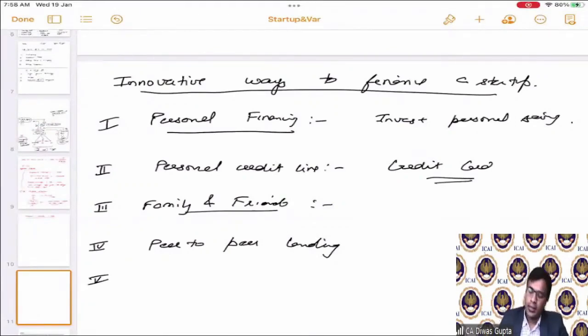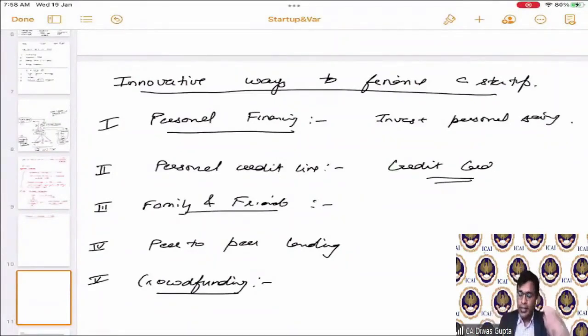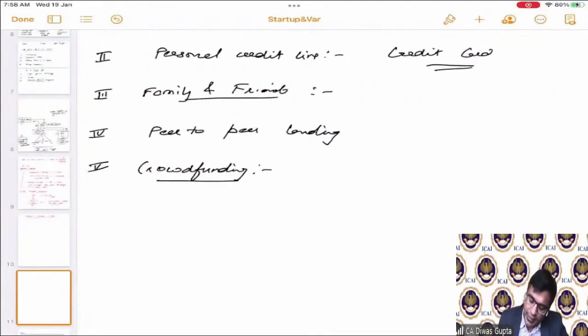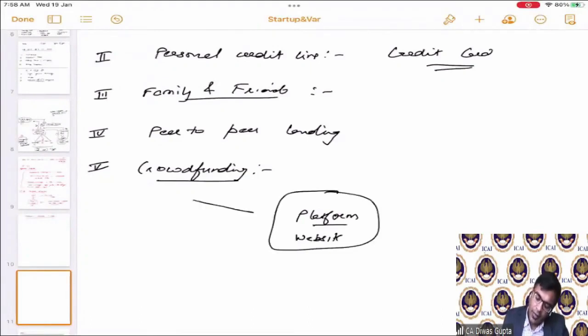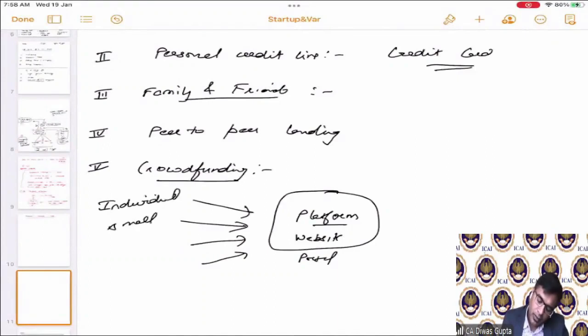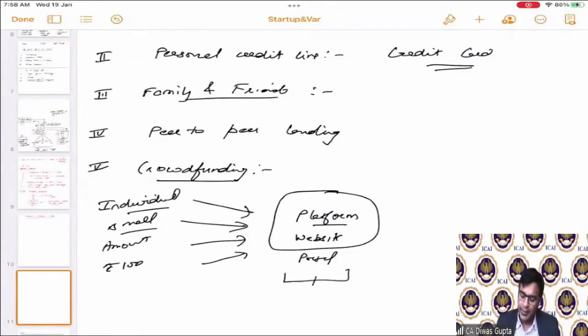Okay, then crowdfunding. Now crowdfunding means that, students, there are some platforms. Okay, this would be a new term. So there is a platform. By platform, I mean there is a website. You simply understand that there is a website which we call a platform. On that website, or let's say on that portal, a lot of individuals will contribute smaller amounts. Let's say even 100 rupees for that matter. Correct. And that's how the pool again will be created here.